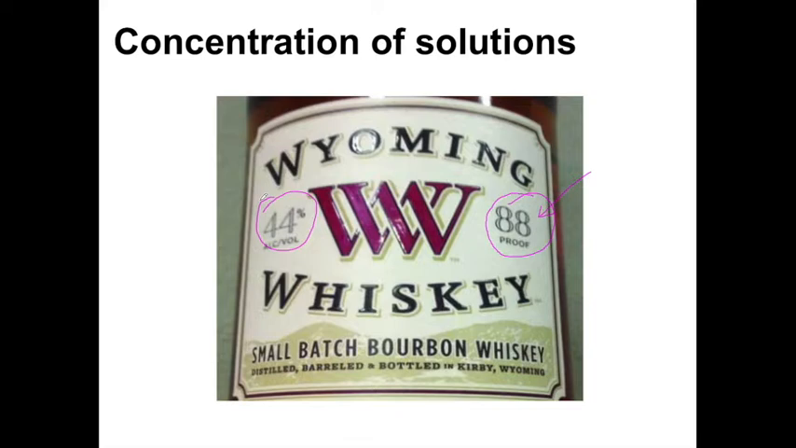So proof is twice the percentage per volume of your alcohol. For example, your San Miguel flavored beer is 3.5% alcohol per volume, so that is 7 proof. So what does this 44% alcohol per volume mean? For example, I get 100 ml of this whiskey. It means that 44 ml of it is alcohol, while the rest is just water and all the other components that you have in your whiskey.